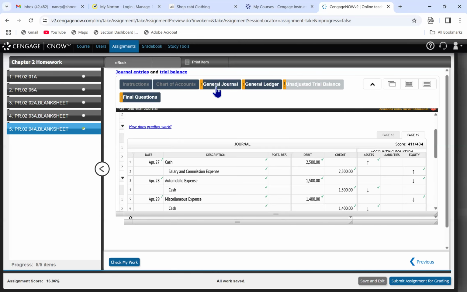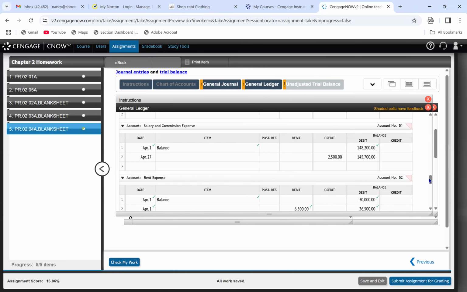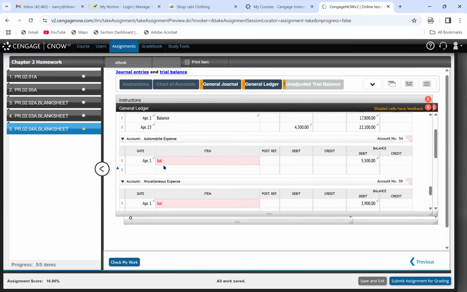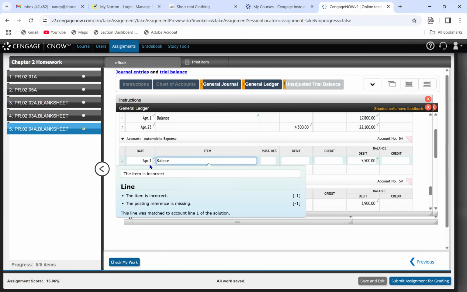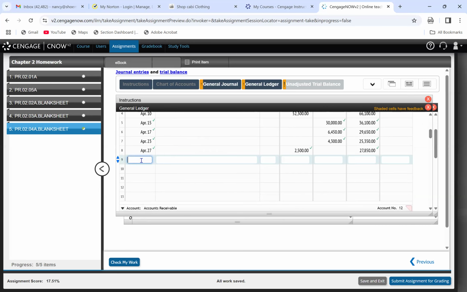Okay. Again, we'll go automobile expense 1,500. This is April 28th. Automobile expense 1,500, April 28th. And this is bringing this up to 7,000. And we credit our cash for 1,500 on April 28th. And our cash now goes from 27,850 to 26,350. Okay.